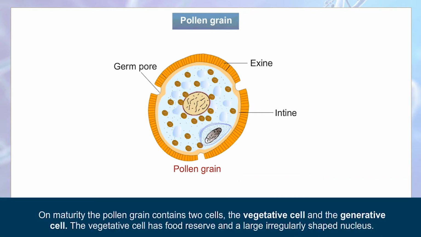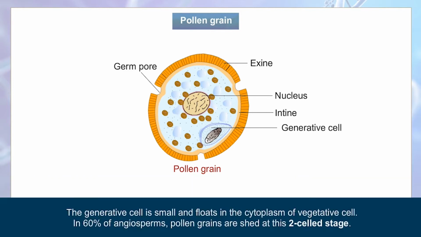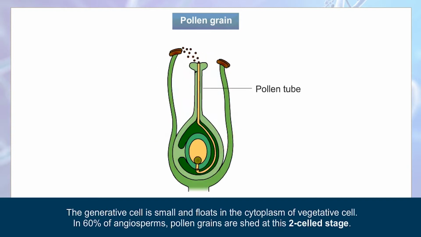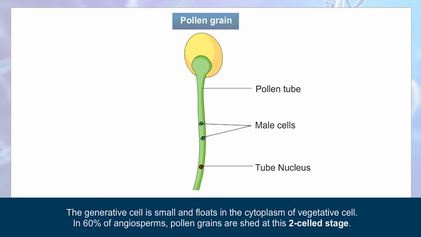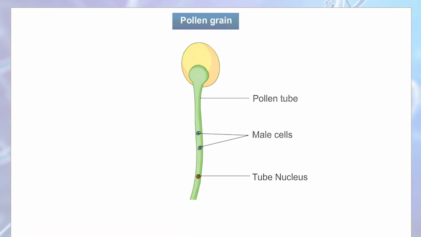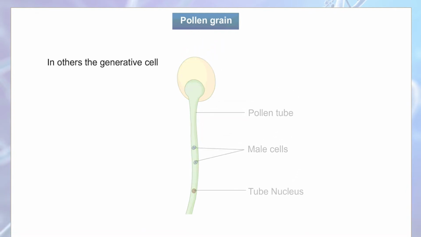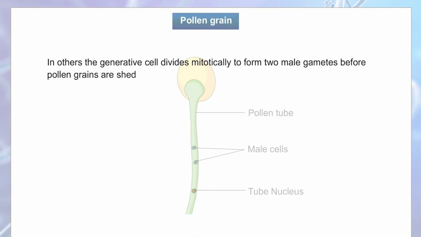On maturity, the pollen grain contains two cells, the vegetative cell and the generative cell. The vegetative cell has food reserve and a large irregularly shaped nucleus. The generative cell is small and floats in the cytoplasm of the vegetative cell. In 60% of angiosperms, pollen grains are shed at this two-celled stage. In others, the generative cell divides mitotically to form two male gametes before pollen grains are shed, the three-celled stage.